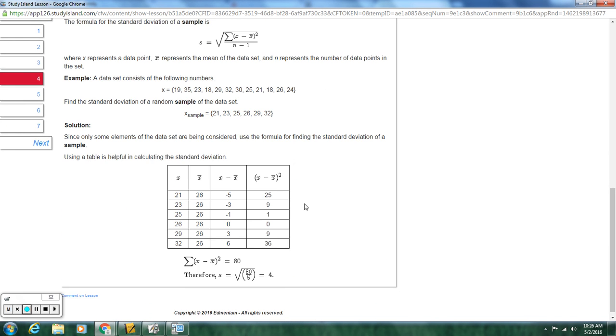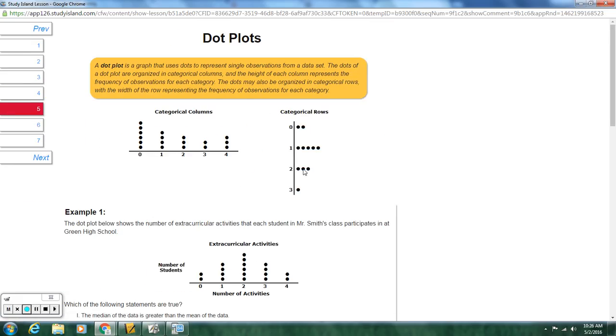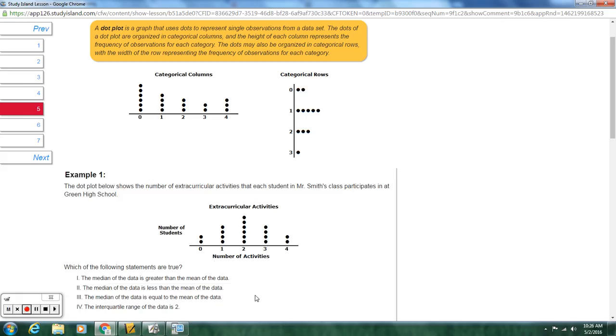Let's see, we're not going to worry about standard deviation for a sample. Same thing. Alright, dot plot. So we've done bar graphs, we've done histograms, and now a dot plot. You can do one horizontal, you can do one vertical. Just be aware of the details.